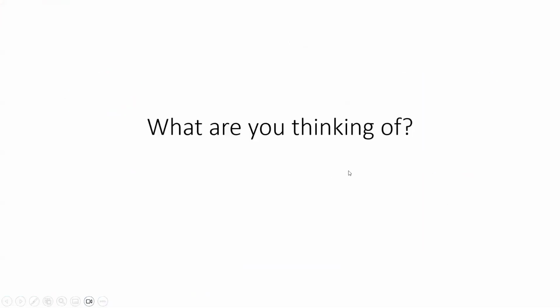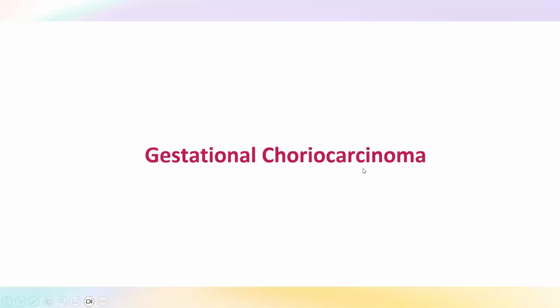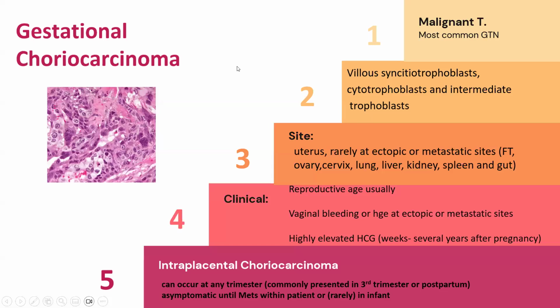So what are we supposed to be thinking of? Yes, a gestational choriocarcinoma. So what is gestational choriocarcinoma? Gestational choriocarcinoma is actually the most common malignant GTN. It comprises a triphasic population of cells, the villous in situ trophoblasts, the cytotrophoblasts, and the intermediate trophoblasts. It can be seen in the uterus or at ectopic or metastatic sites. Your patient is usually of reproductive age, and she's probably complaining of vaginal bleeding or hemorrhage at ectopic or metastatic sites. The HCG is actually very elevated.